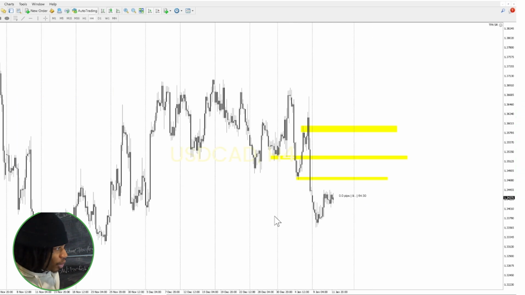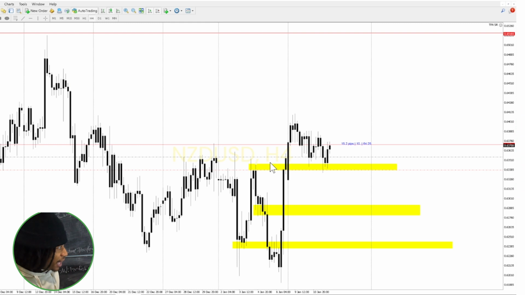USD CAD, we never pulled up to our entry opportunity. That's life. Let it play. This one here on NZD USD, still rising. We did reject the support.